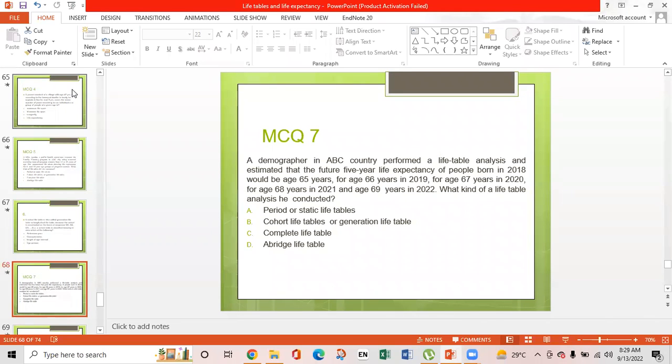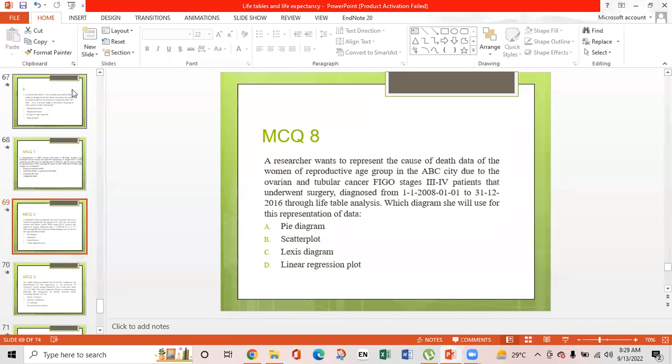Option B is the right one, cohort life tables. A researcher wants to represent the cause of death data of the women of reproductive age groups in ABC city due to ovarian and tubular cancer at stage 3 and 4, patients that underwent surgery diagnosed from 1st January 2008 to 31st December 2016, through life table analysis. Which diagram will she use for the representation of her data? Option A, pie diagram. Option B, scatter plot. Option C, Lexis diagram. And option D, linear regression plot.